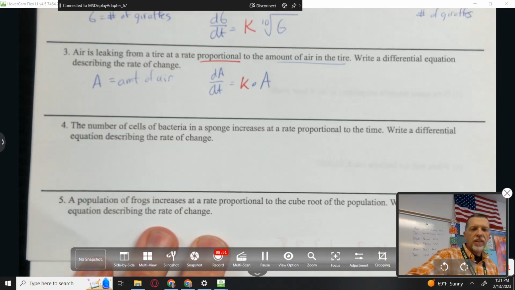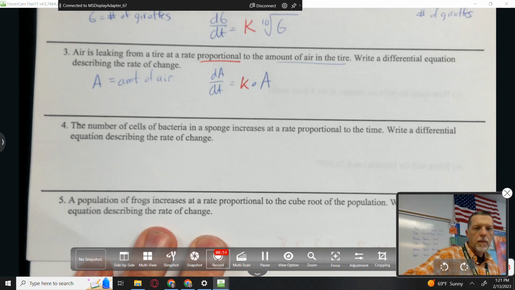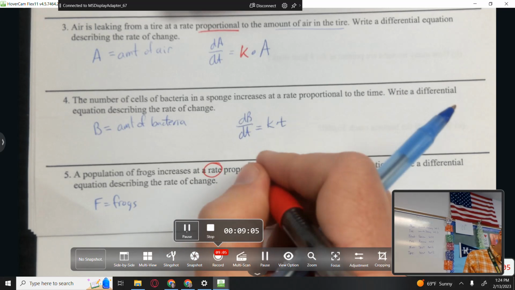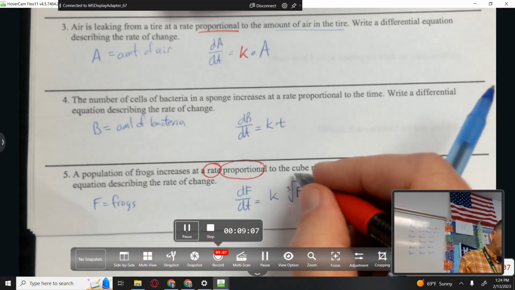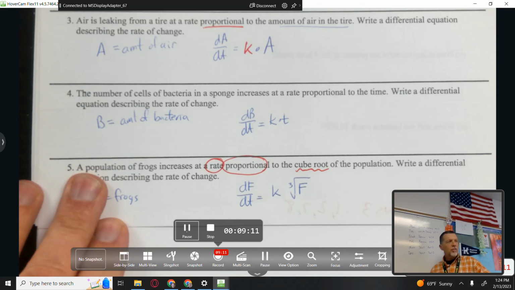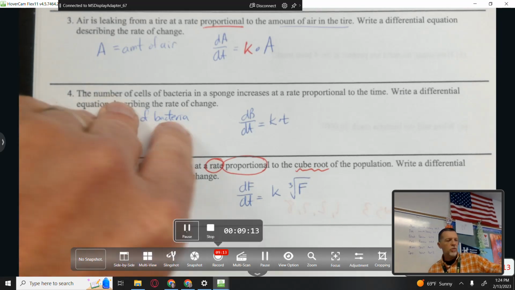Why don't you try the next two? So hopefully pretty straightforward on translating the words into an equation. The keywords you're looking for are rate and proportional, and then, is it cube root or is it just proportional to some variable? Just read carefully. I don't think those are too difficult.